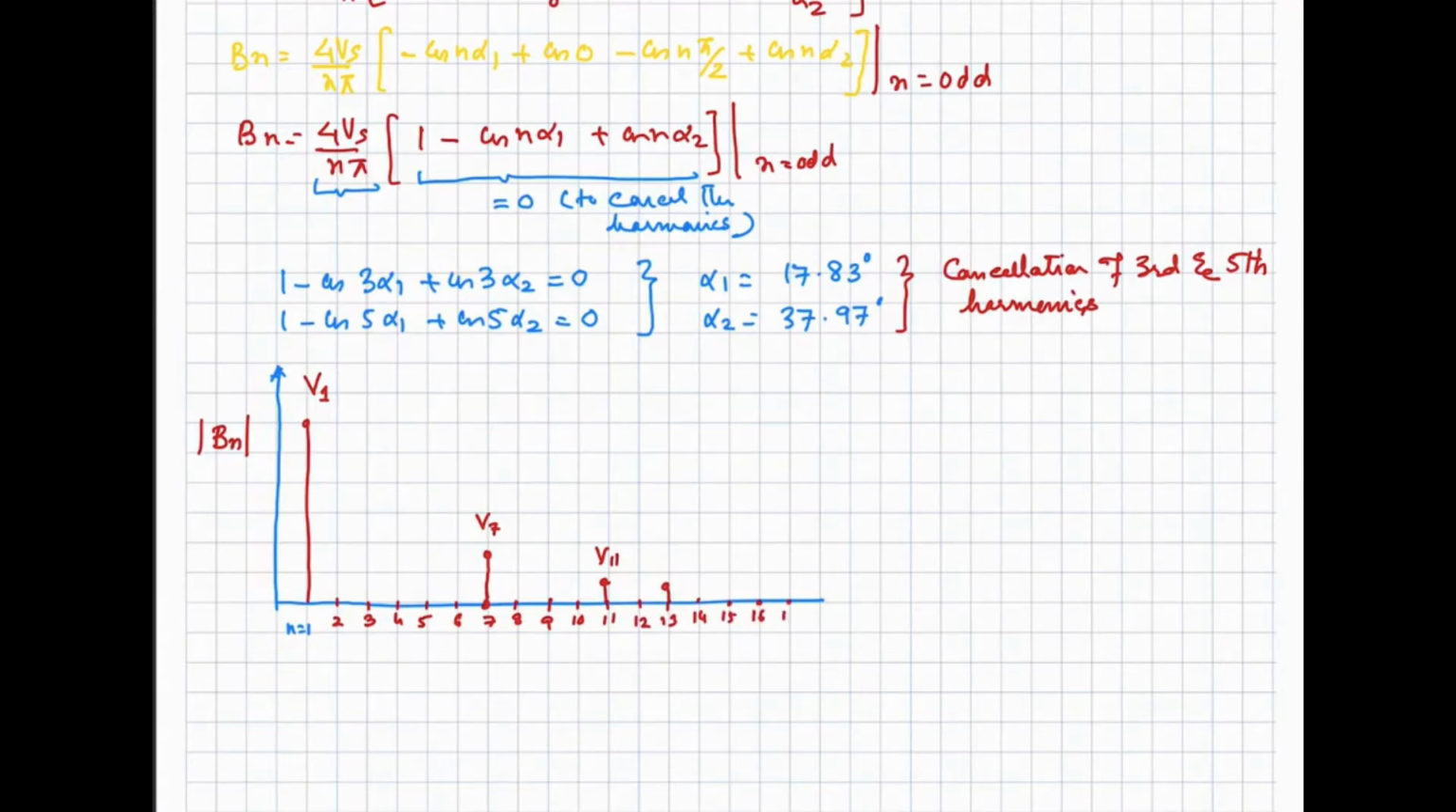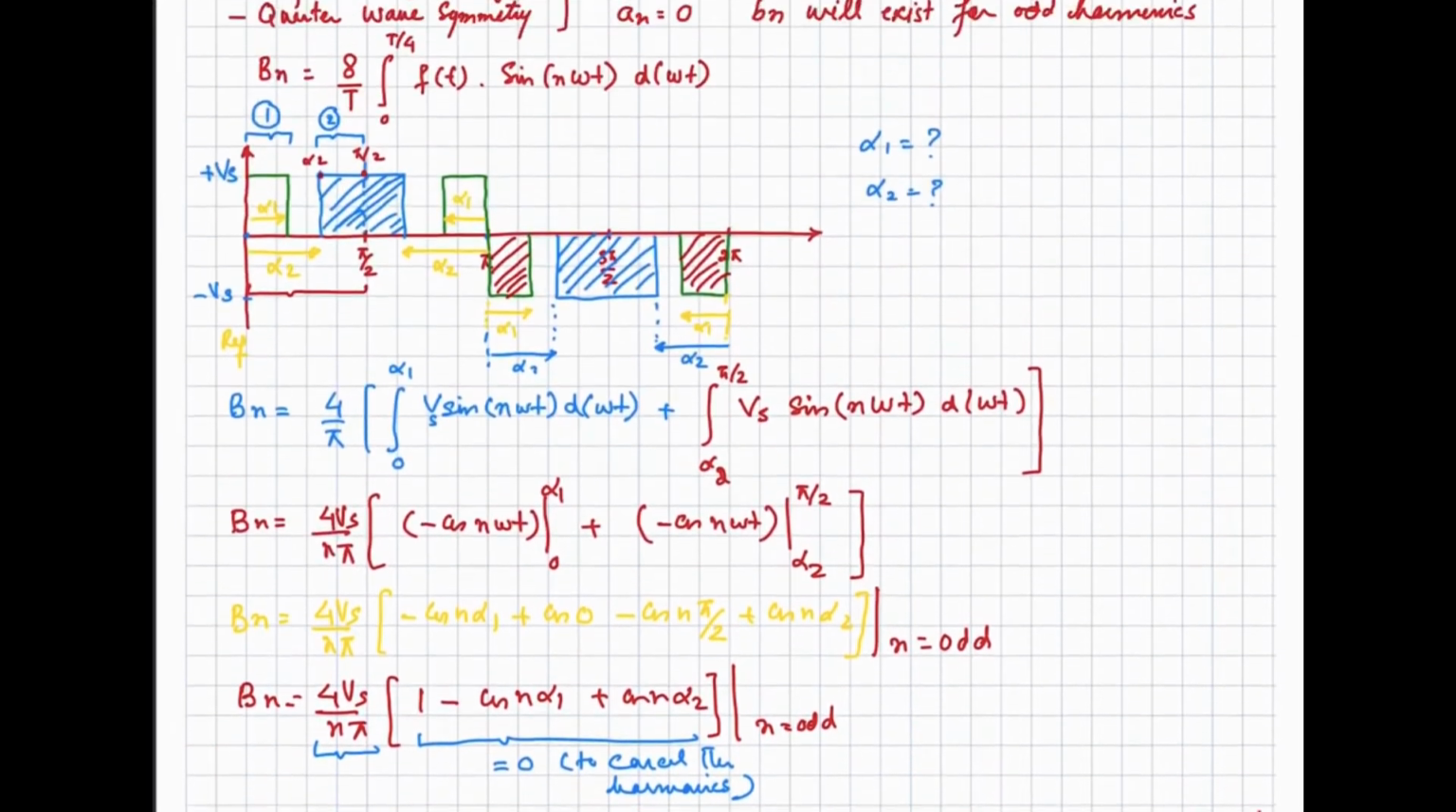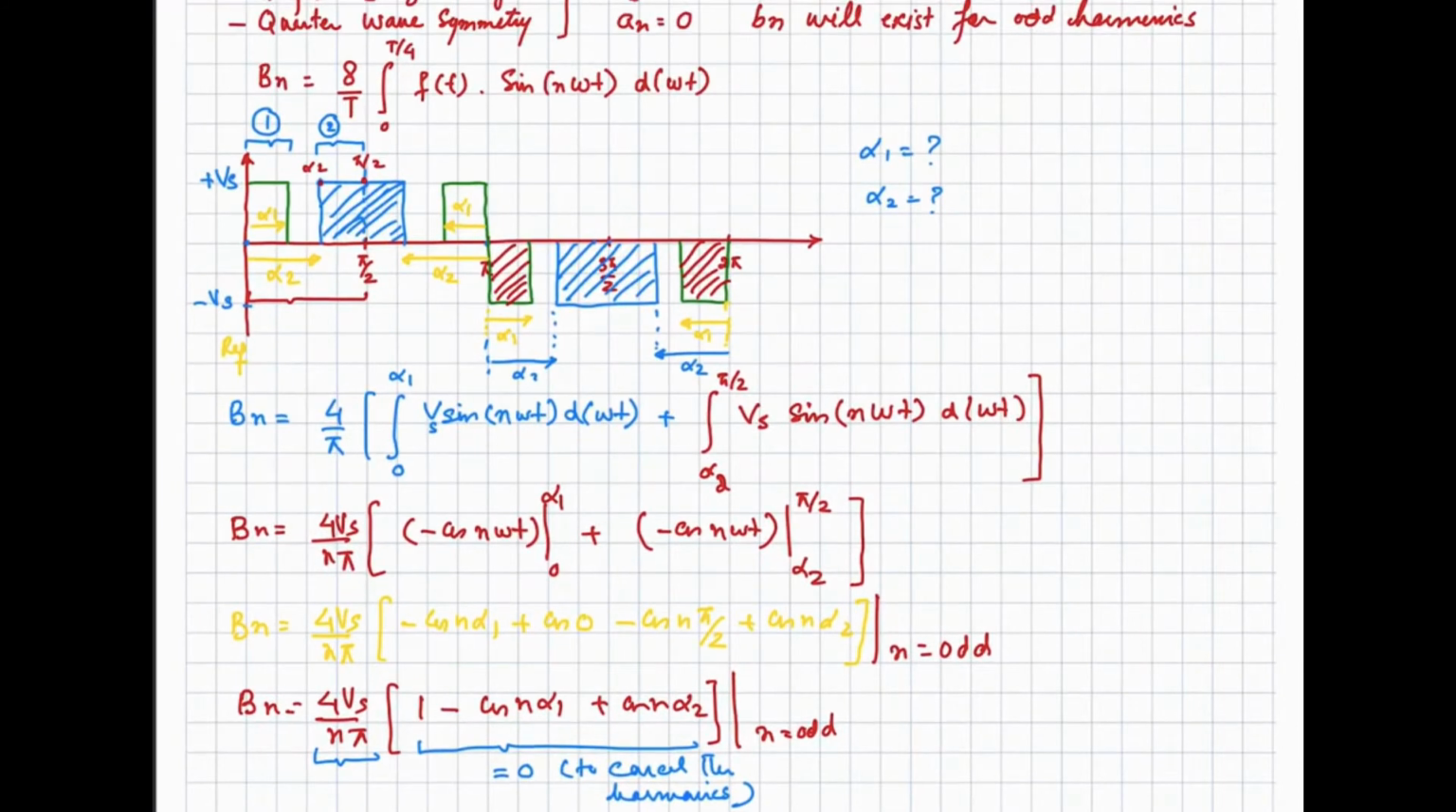16 and then 17. So you can see from the spectrum, these harmonics, the third harmonic and the fifth harmonic, are cancelled out and their multiples are also absent. That's why we call it selected harmonic elimination technique. We have adjusted the angles of these edges. I am going to call these the edges. This one is an edge, this one is an edge, right?